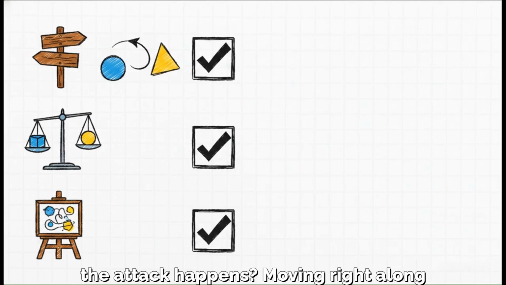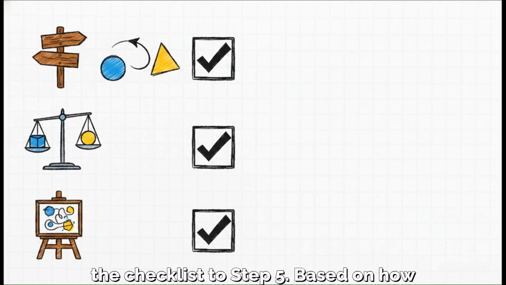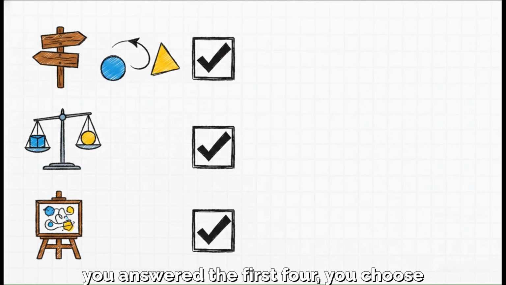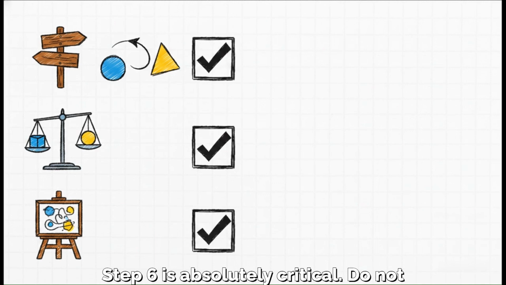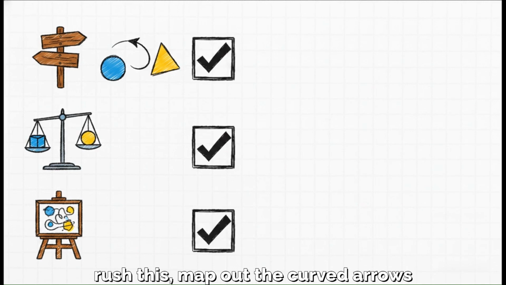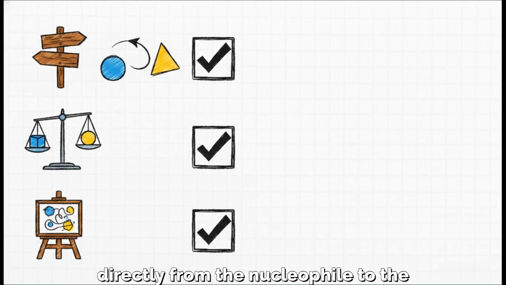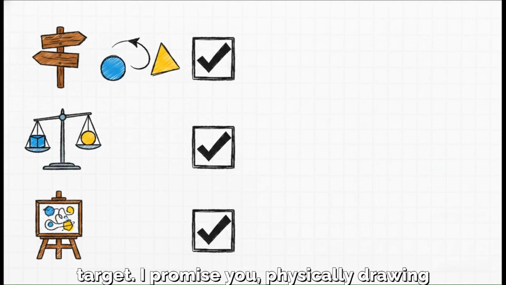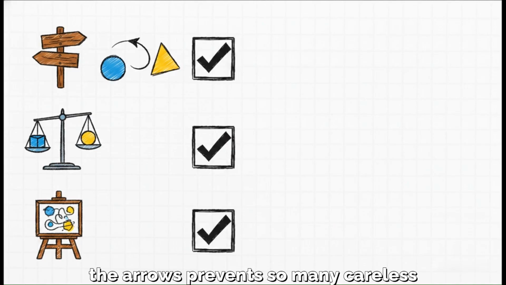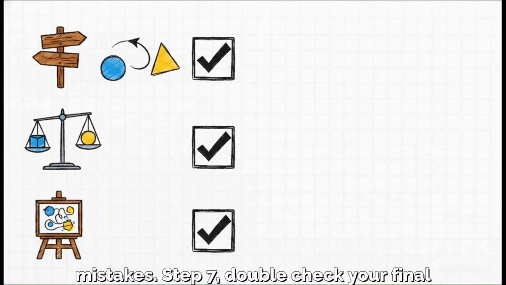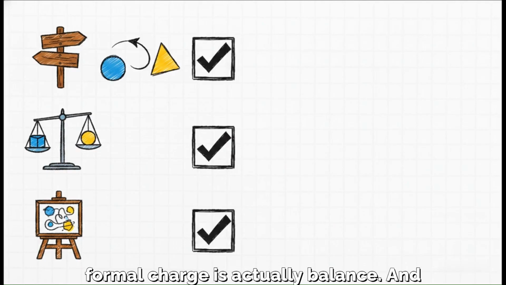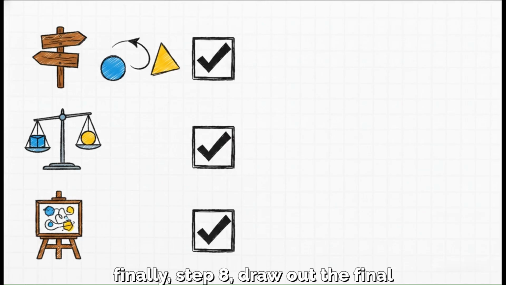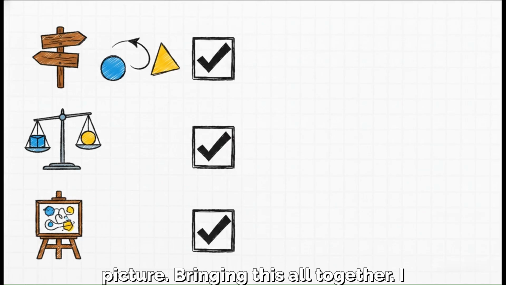Moving right along the checklist to Step 5. Based on how you answered the first 4, you choose your likely mechanism: SN1, SN2, E1, or E2. Step 6 is absolutely critical. Do not rush this. Map out the curved arrows directly from the nucleophile to the target. I promise you, physically drawing the arrows prevents so many careless mistakes. Step 7. Double-check your final product structure and make sure your formal charges actually balance. And finally, Step 8. Draw out the final picture.